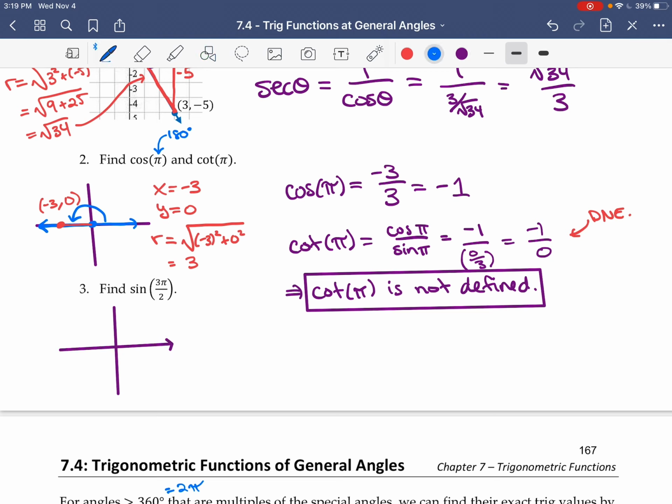Okay, so that's my initial side. Now 3 pi by 2, so pi by 2 is 90. Every 90 degrees is 1 pi by 2. So that's 1, 2, and then 3. So I'm going to be on this axis here. So 3 pi by 2 is this full angle.